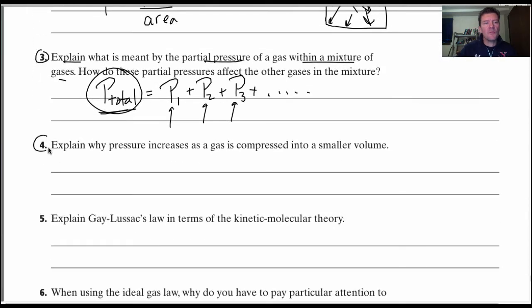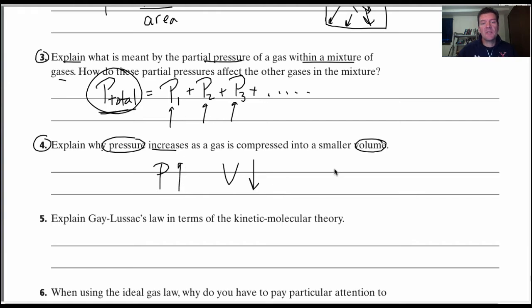Number 4, explain why pressure increases as the gas is compressed into a smaller volume. So this is showing you the pressure and volume relationship. Why does the pressure increase as you compress it into a smaller volume? Well, as the volume decreases, the pressure is going to increase.